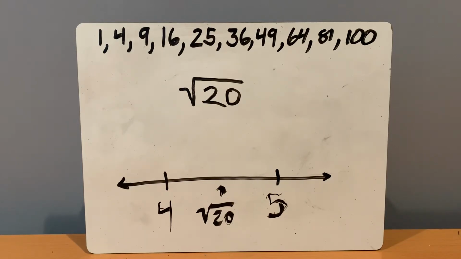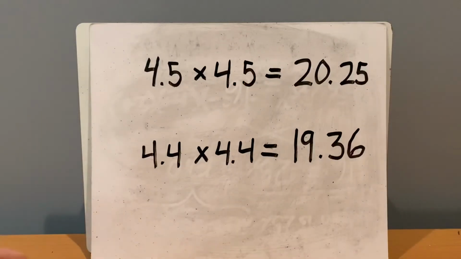Now, we can try this. We can try 4.5 times 4.5, and we'll see that that equals 20.25. So we see that that is too large. Let's try 4.4 times 4.4. Now we see that that is 19.36. So we see that 4.4 is too small. So the square root of 20 is more than 4.4, but less than 4.5. And it's closer to 4.5.